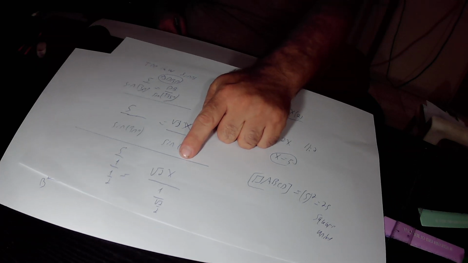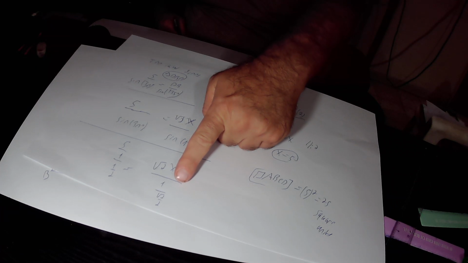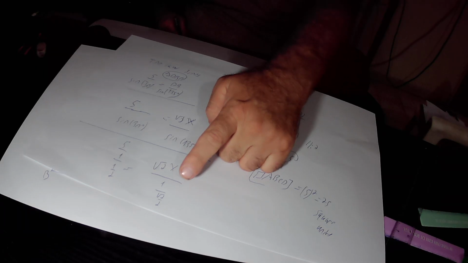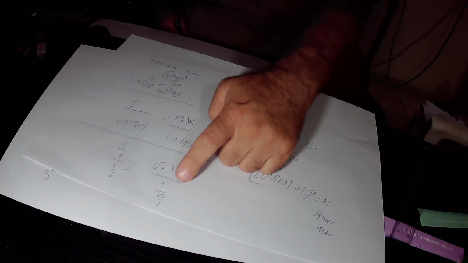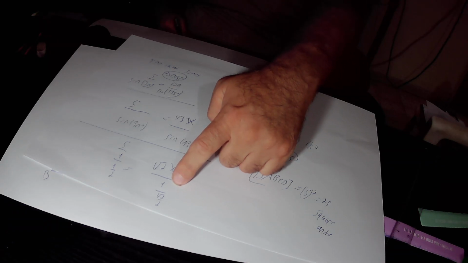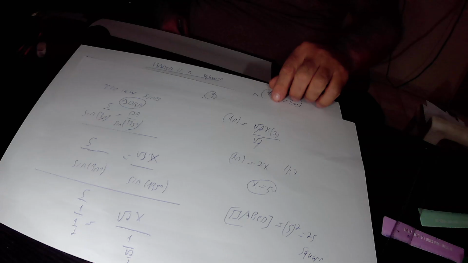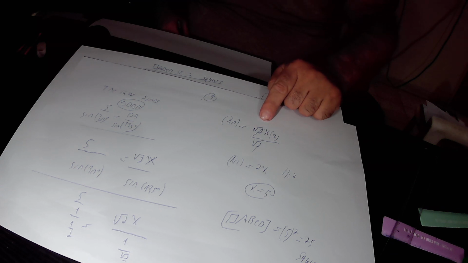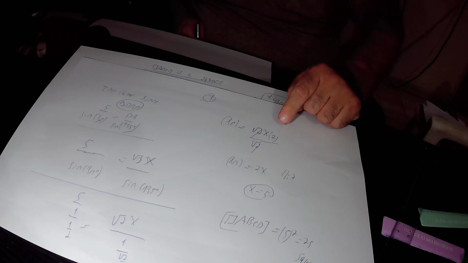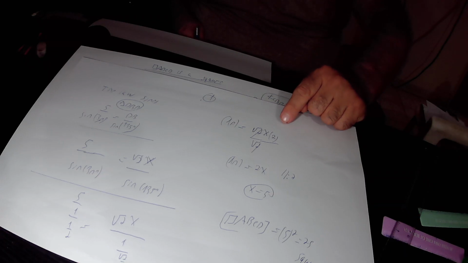Here we have the square root of 2 times x over the square root of 2 over 2. So we move the 2 to the numerator and the square root of 2 to the denominator. And we get in total that 10 equals the square root of 2 times x times 2 over the square root of 2. We have the square root of 2 in the numerator and in the denominator, so they cancel, and finally we get that 10 equals 2x.